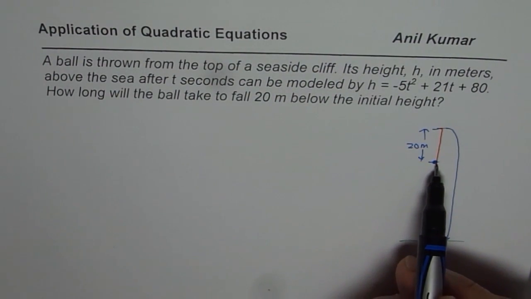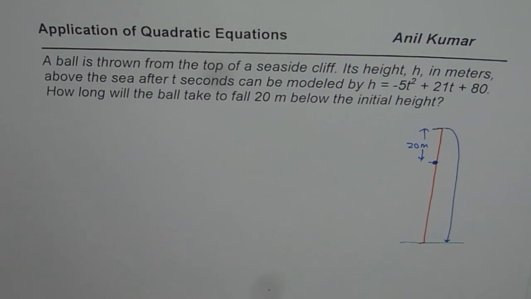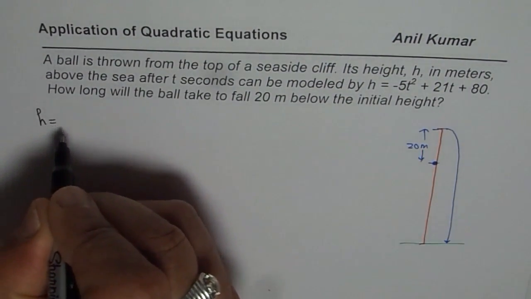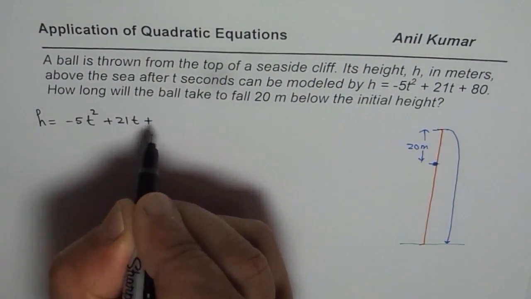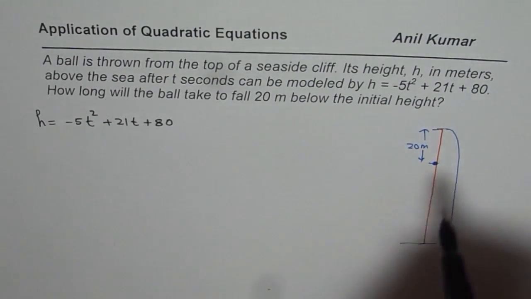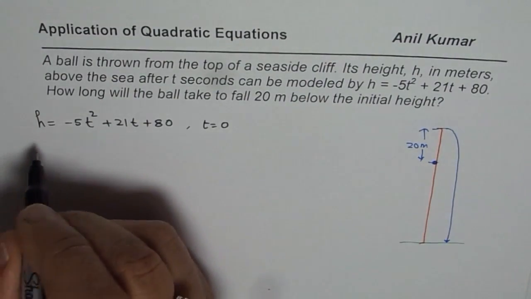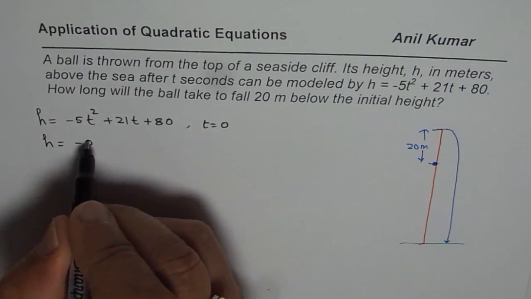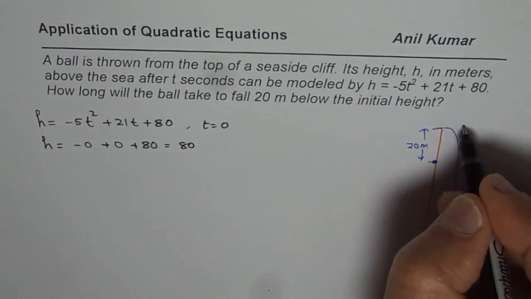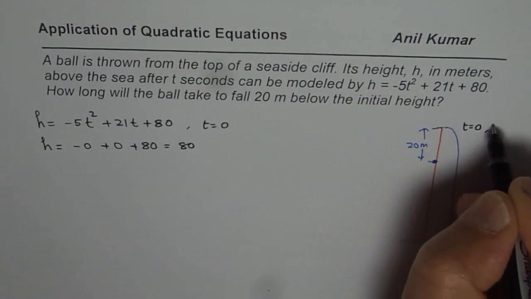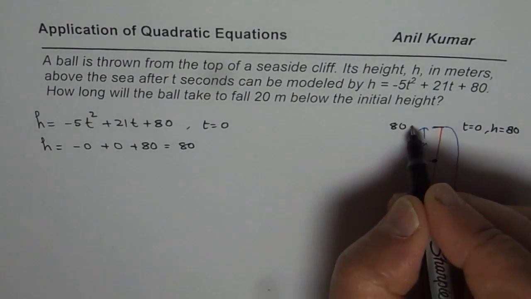The height at this point is not 20 meters, correct? The height at this point is how much? We'll find that out, right? Now the equation is h equals minus 5t square plus 21t plus 80. Now, if t equals 0, then what is the height? Then height will be equal to minus 0 plus 80. So at t equals 0, we have height equals 80, right? So this height here is 80 meters, correct?